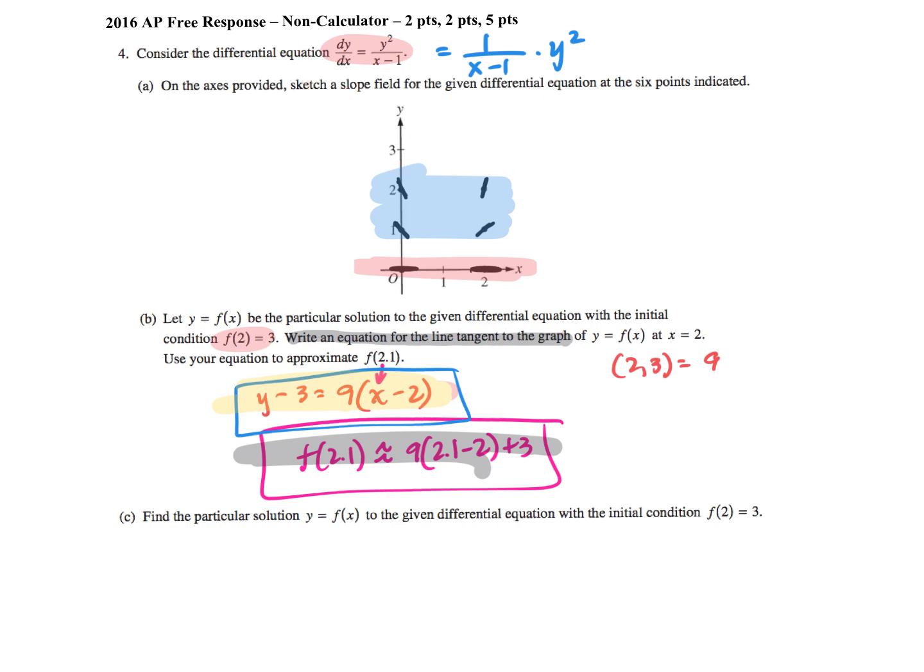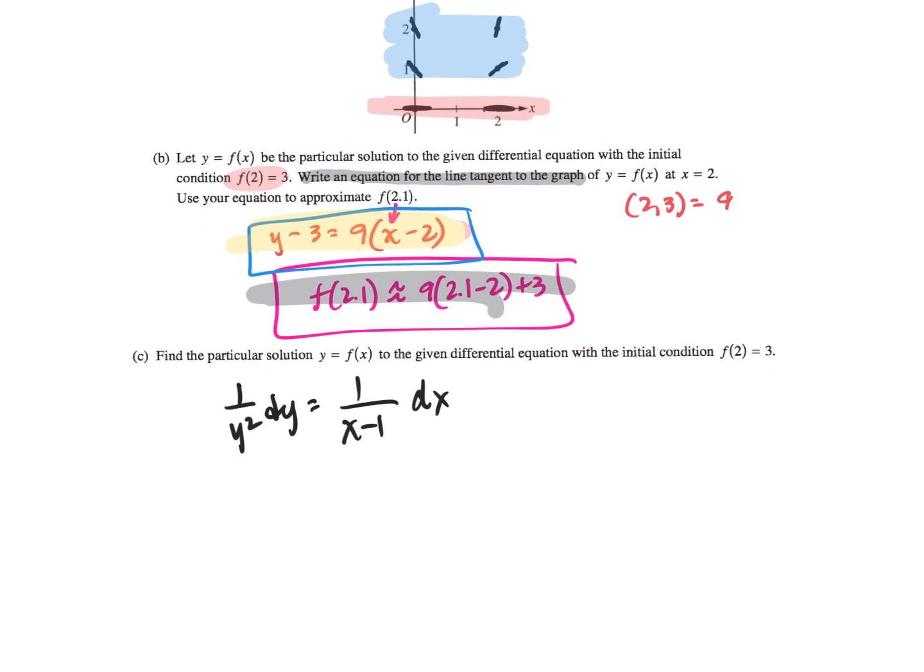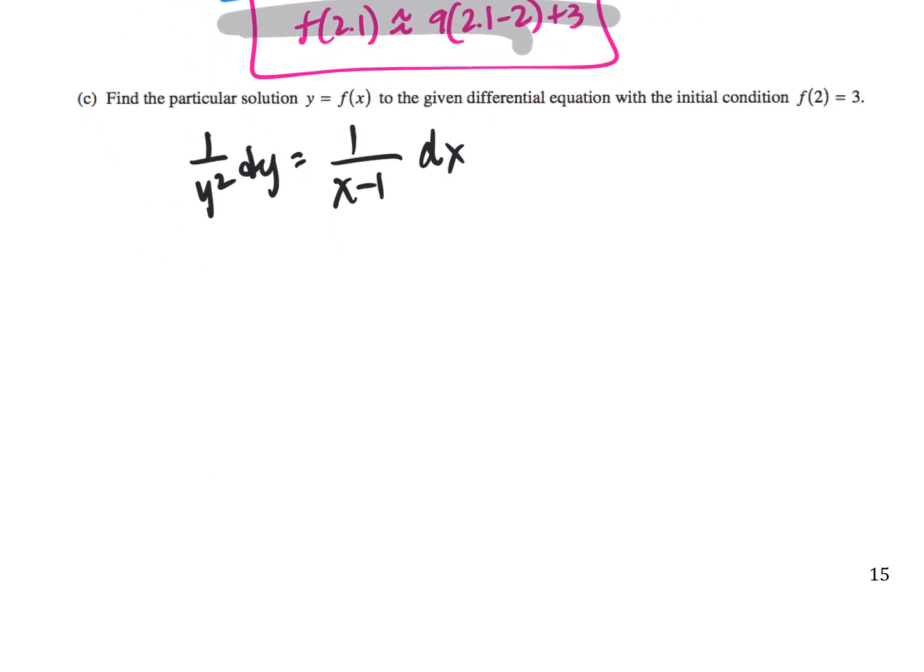Divide it. So I'd have 1 over y squared dy. What do I have left on the right side then? 1 over x minus 1 dx. Very good. Okay, you just got 1 point. So now we're at 5 out of 9. What's the next step?